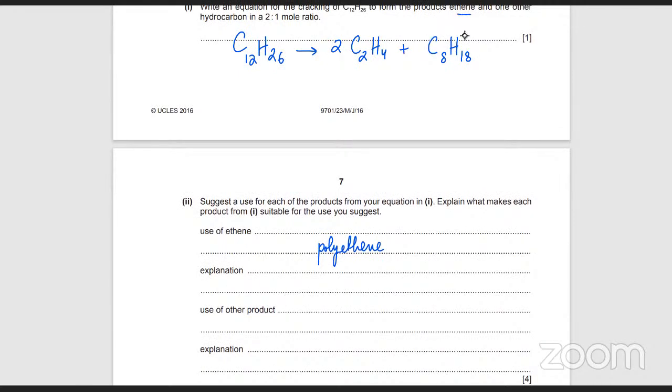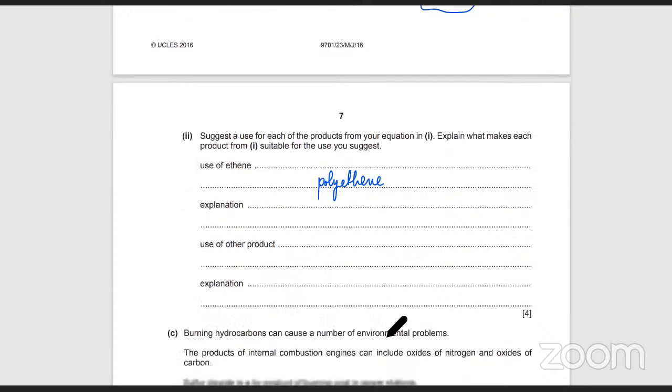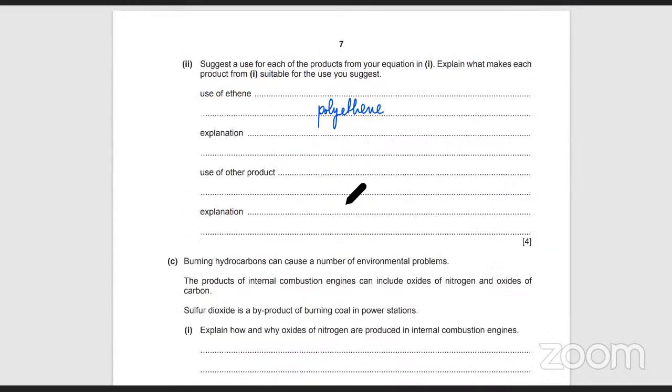What's the use of this other product? What is this thing? ये कहाँ पे use होता है? High octane. ठीक है, high octane fuels. So that's उसकी explanation. It's used to produce energy. Obviously, ठीक है. So that one is used to produce energy. So high octane fuels, that's the other one.